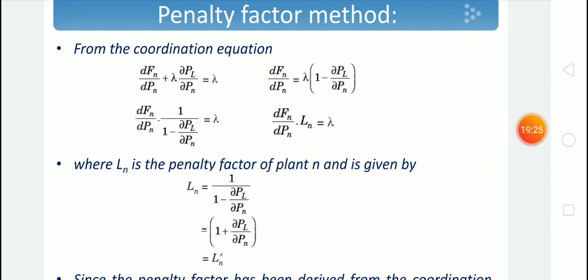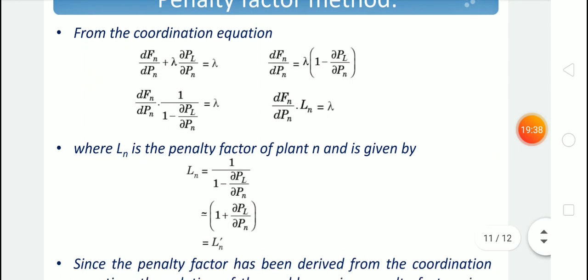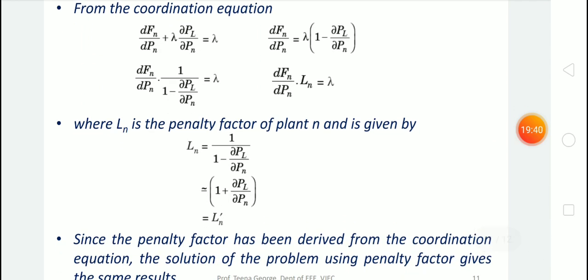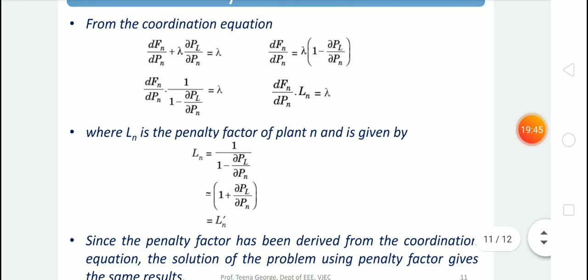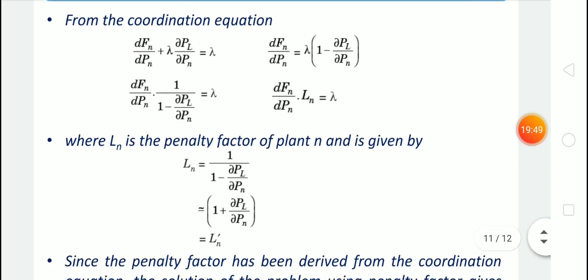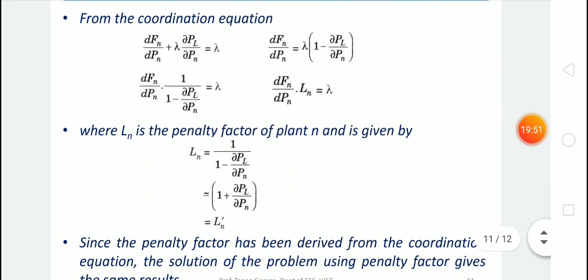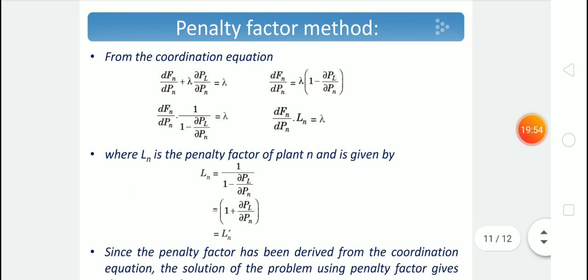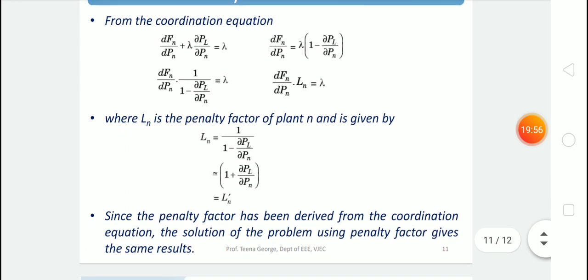When we are calculating the value, it is approximately equal to 1 plus ∂PL/∂Pn. We can multiply numerator and denominator with 1 plus ∂PL/∂Pn. Then it is approximately equal to 1 plus ∂PL/∂Pn, or it is Ln dash. Since the penalty factor is obtained from the same equation for economic load dispatch or coordination equation, the solution will be the same if we use the penalty factor method or other economic load dispatch method.